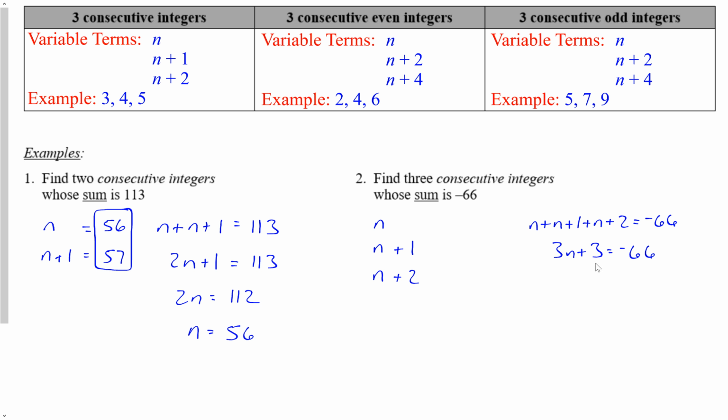Now we will subtract the 3 because it's being added. We have to use the inverse operation, which is subtraction. We get 3n equals negative 69. And then again, 3n is showing multiplication, so we divide to find that n equals negative 23.